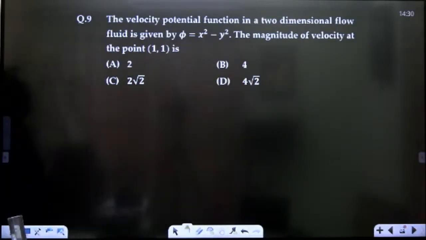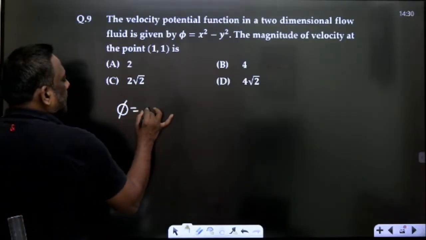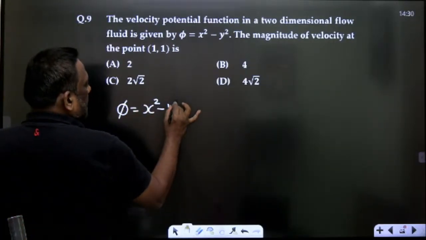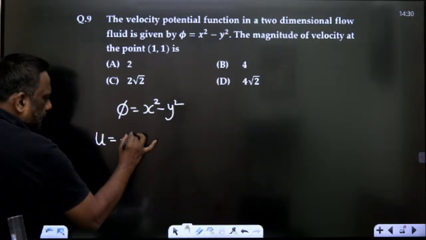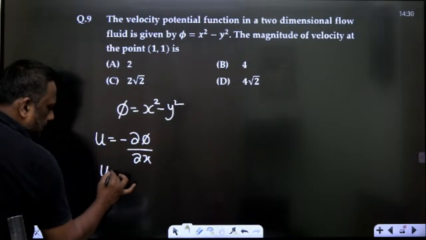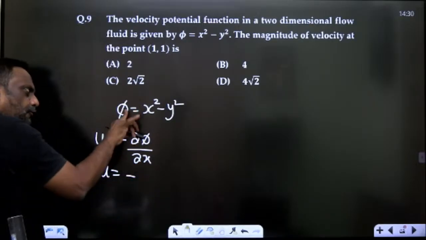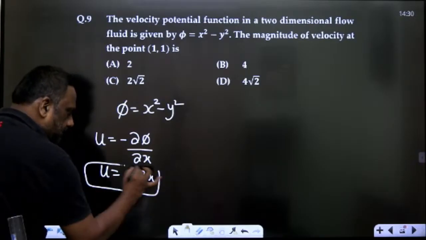Read this. The velocity potential is given by x square minus y square. What is the magnitude of velocity? You know, u is equal to minus dou phi by dou x. So what is the value of u? Minus, what is dou phi by dou x? It is 2x.